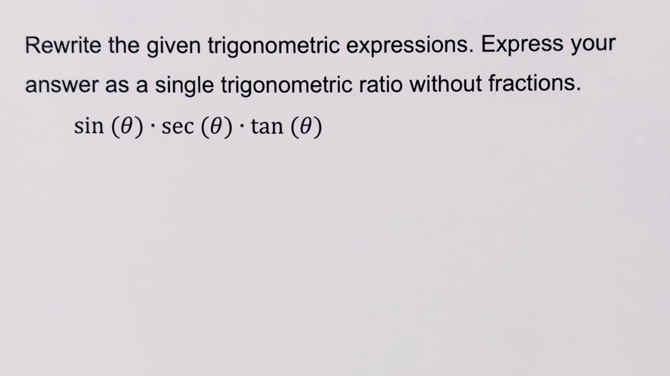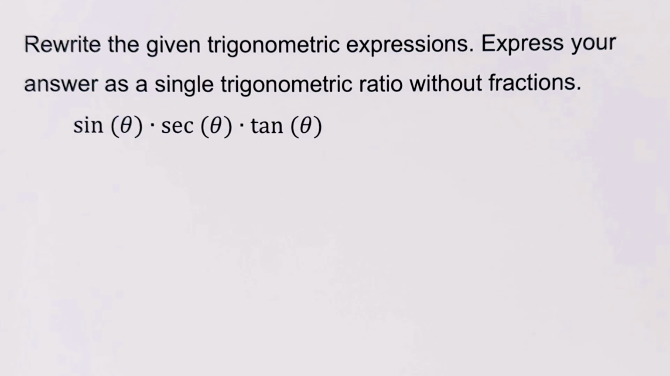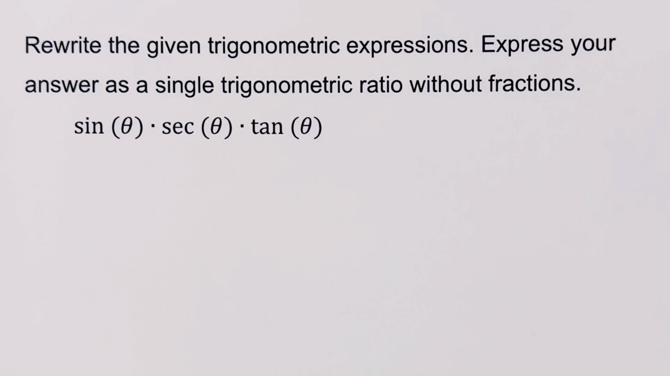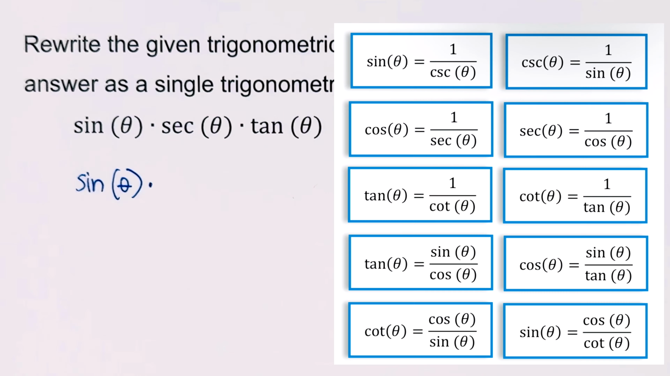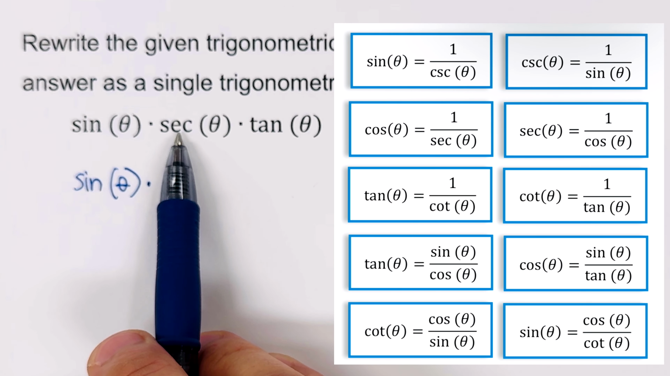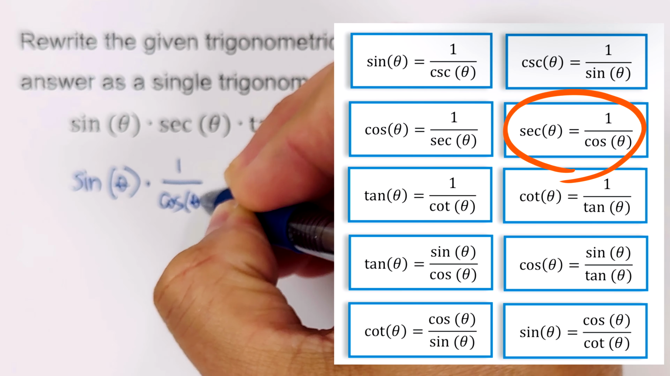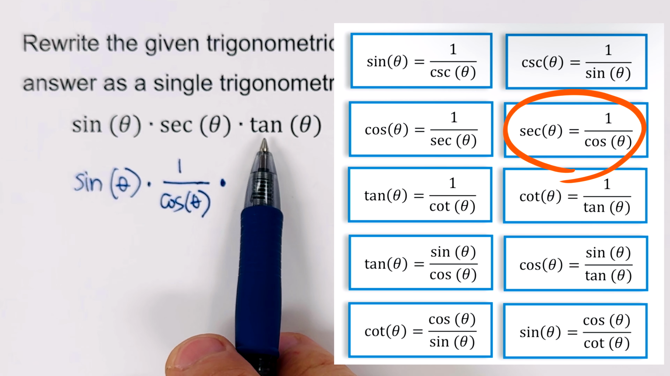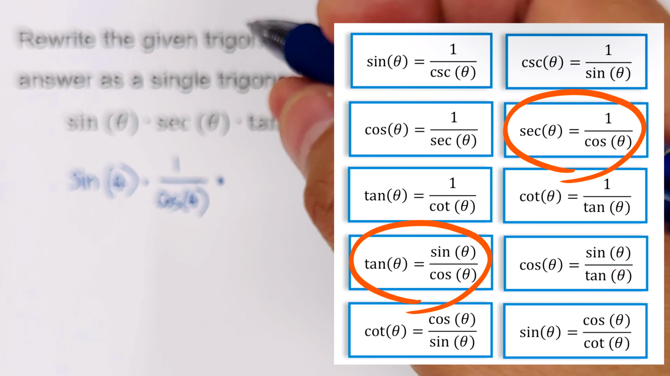In this example right here, we're given sine of theta, secant of theta, tangent of theta. Again, the trick in order that we can simplify trig expressions as much as we can, if we can, is to change everything to sine and cosine. So in this problem right here, we keep this as sine theta. Looking at the table on the side, this secant of theta can be expressed as 1 over cosine of theta. And looking at the table of formulas on the side, this tangent of theta can be expressed as sine of theta over cosine of theta.